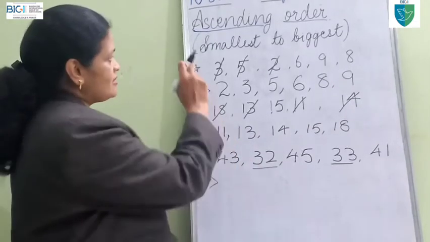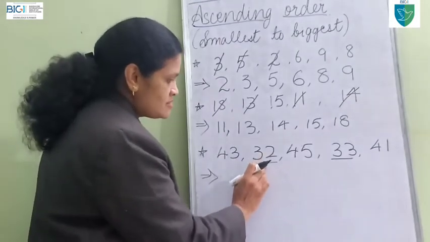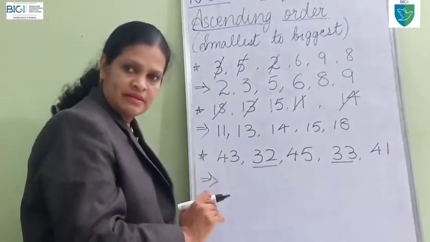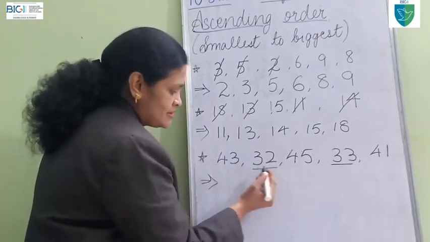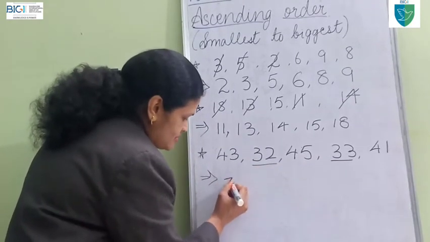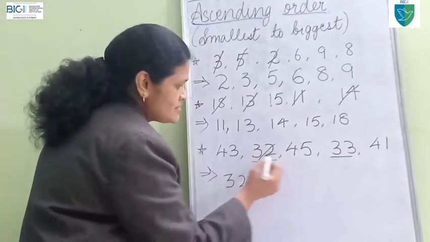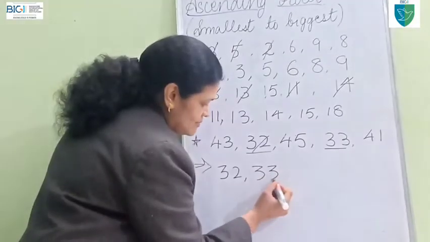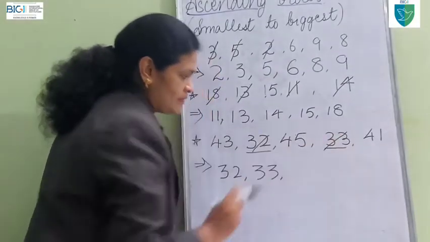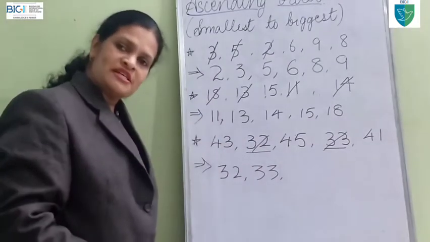Now when you are writing the numbers in the ascending order, you have to first check on the smallest number, right? In the family of 32, we have number 32, which is the smallest number, right? After 32 comes 33. So we are done with the family of 30s now. The left out numbers belong to the family of 40s.